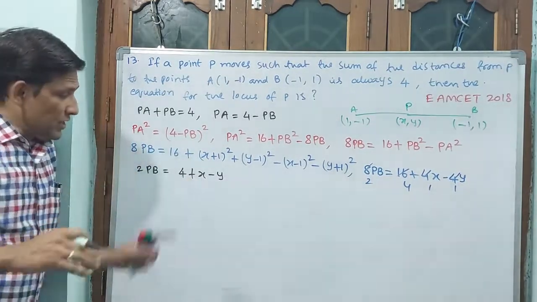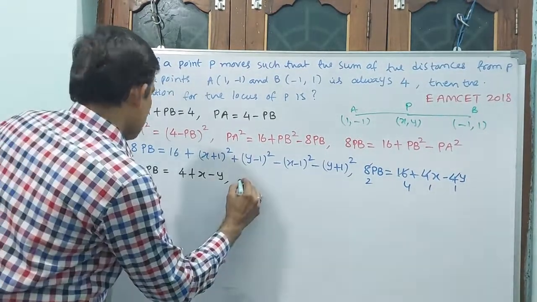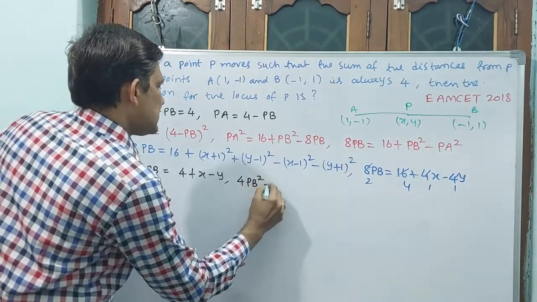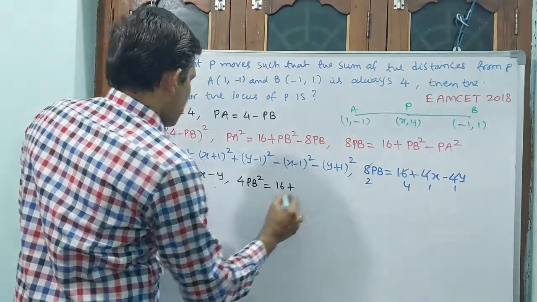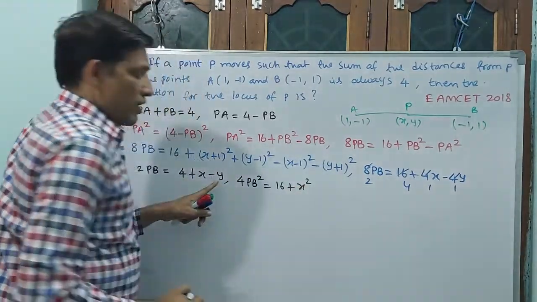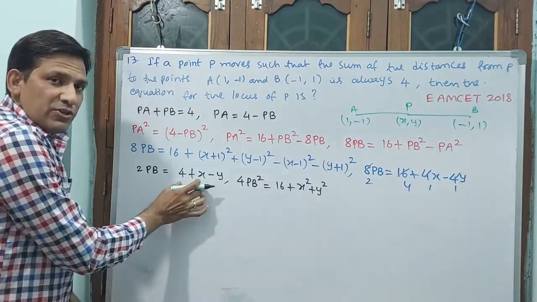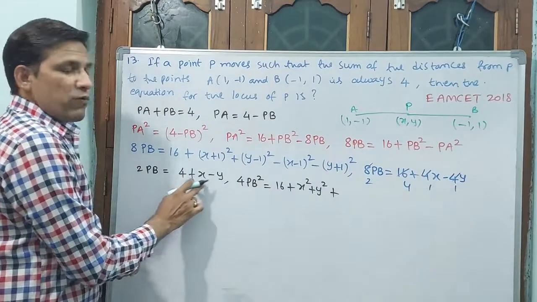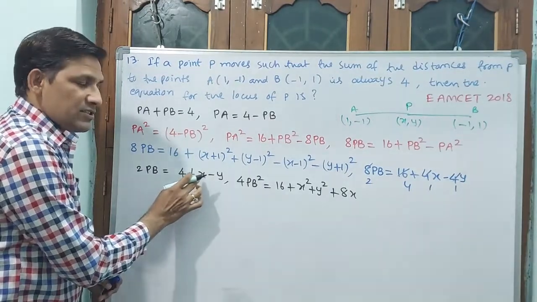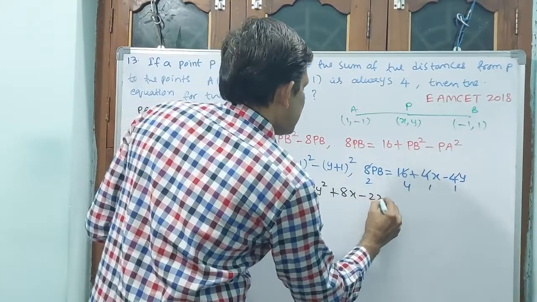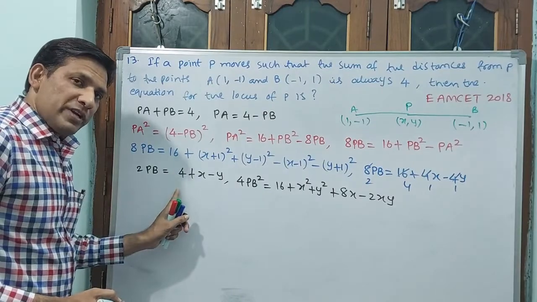Why? Because here we have to do (a plus b minus c) whole square. Squaring on both sides, 4PB square is equal to this side. (a plus b minus c) whole square: a square plus b square, even though minus y square means plus y square, ab are positive, plus 2ab, plus 2 into 4 into x, 8x. Plus 2bc, but minus is there, minus 2bc, minus 2xy. Minus 2ca, because minus is there, minus 2 into 4 into y, minus 8y.